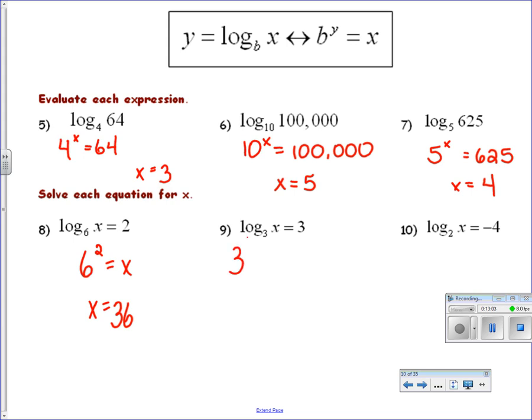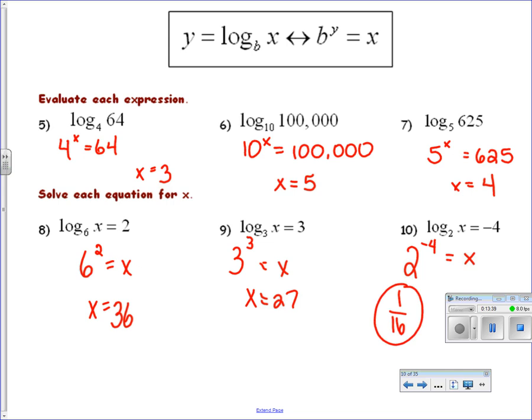Then if I look at the next one, I'm going to have 3. That's my base. My exponent way over here, 3. That's going to equal x. So I have to think, well, what the heck is 3 cubed? 27. And then finally, the last one, we're doing 2. The exponent is -4. And then we have to figure out what that is. So remember, if it's negative, don't worry about the negative right away. Think about what is 2 to the 4th. So what is 2 to the 4th? 16. Now remember, flip it. So this is 1/16.